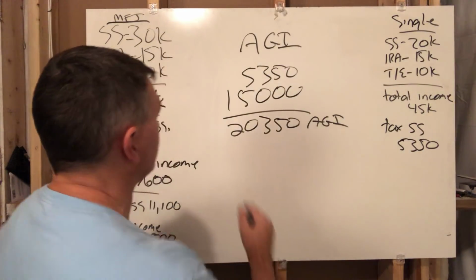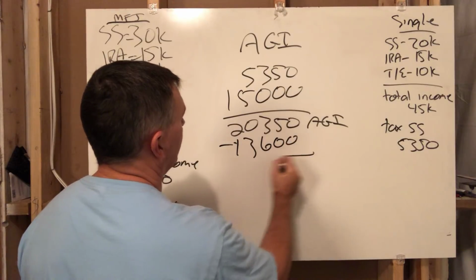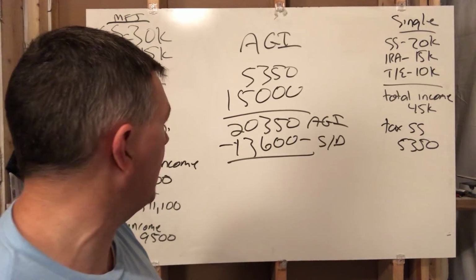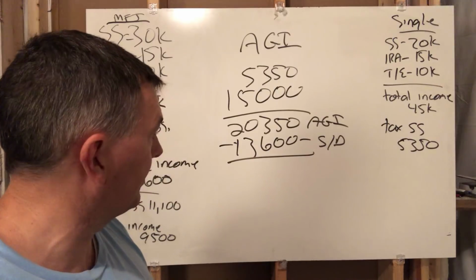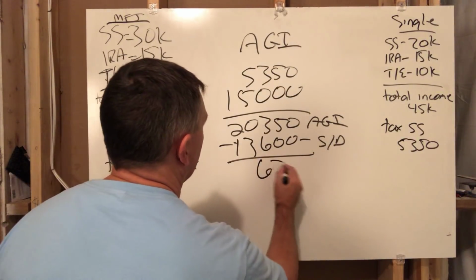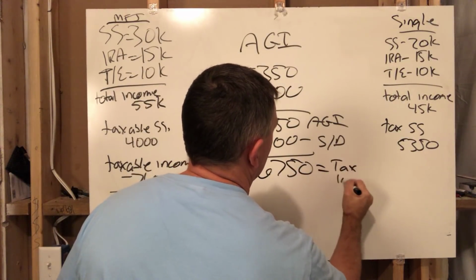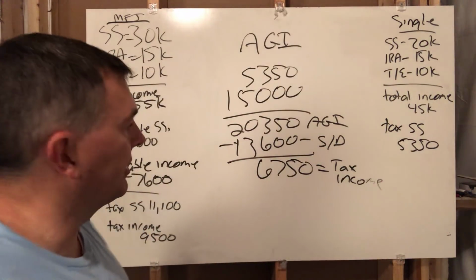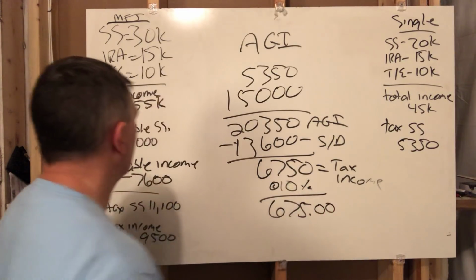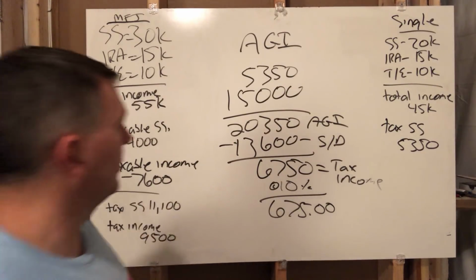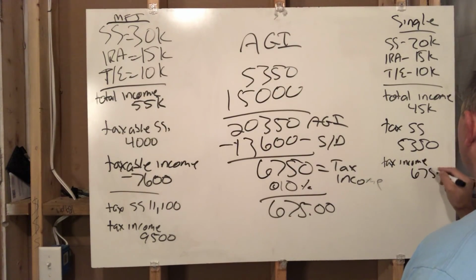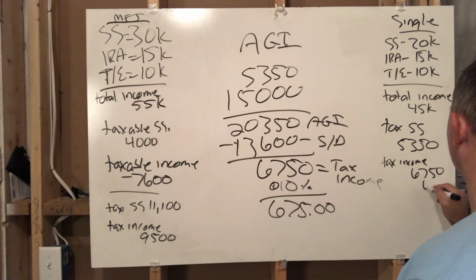All right. So now she's a widow, so she has a $13,600 standard deduction. Now I can't figure that in my head, so I take my trusty calculator again. I say, okay, 20,350 minus 13,600. $6,750 is her taxable income. That will all be subject to 10%. So taxable income is $6,750, which means she'll pay $675 in taxes.